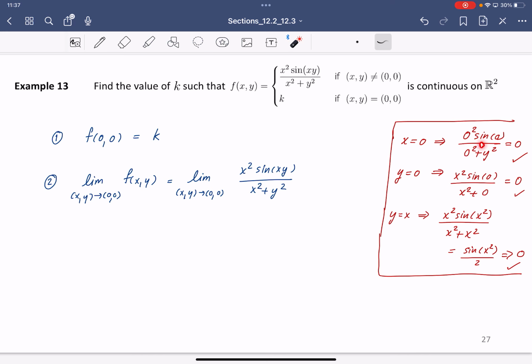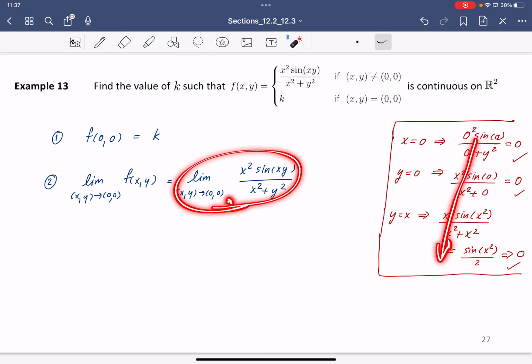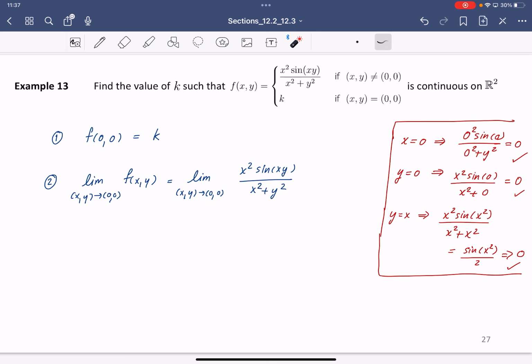In the exam, if the question asks you to use the squeezing theorem, you don't have to show this scratch work. If the question asks you to use the squeezing theorem and you use this one instead, there's no partial credit. But usually the question won't tell you which method, so you have to choose the method by yourself.